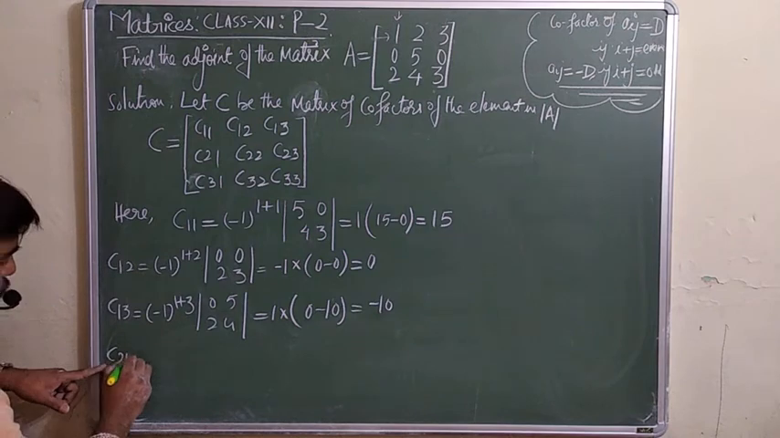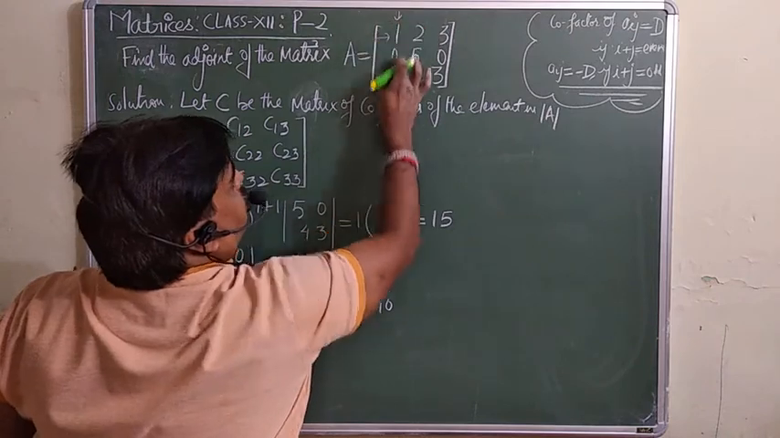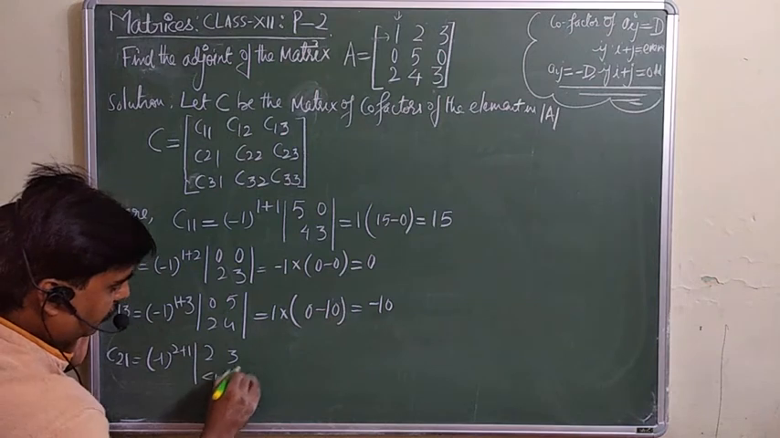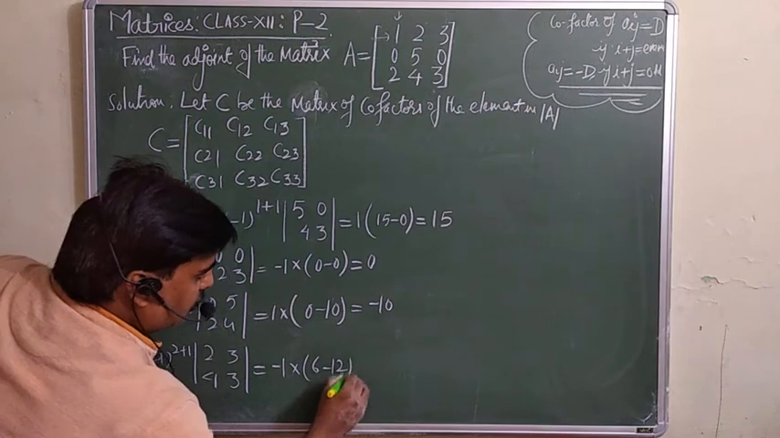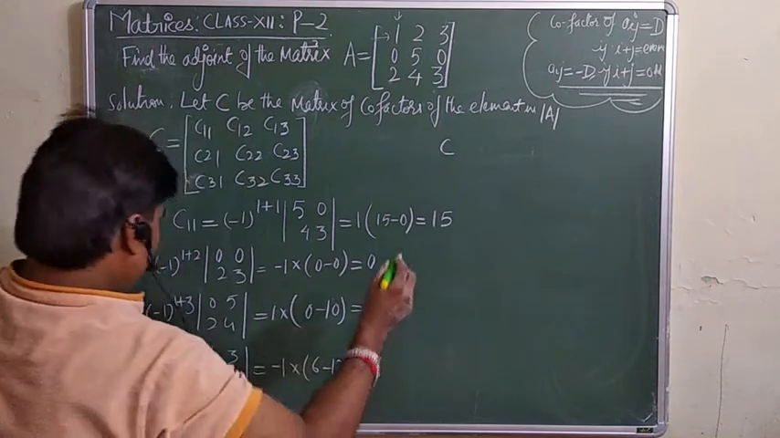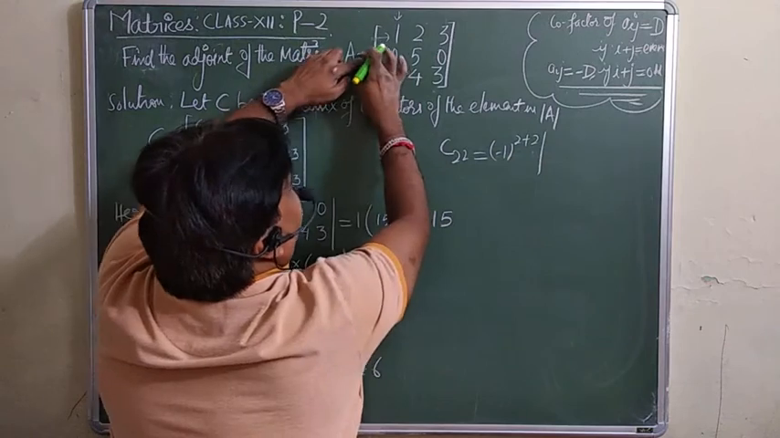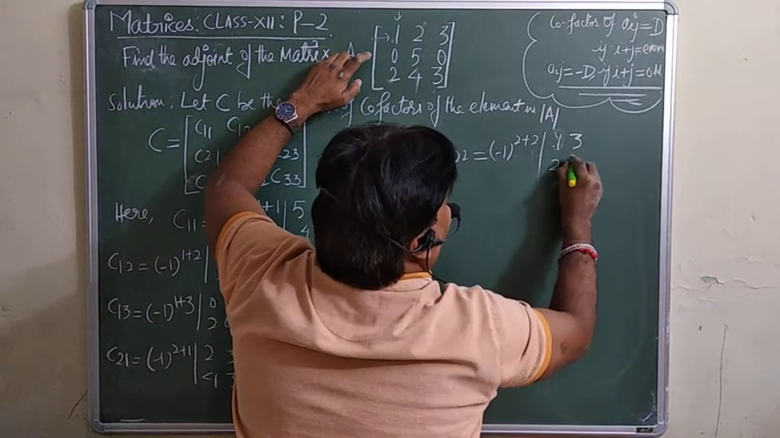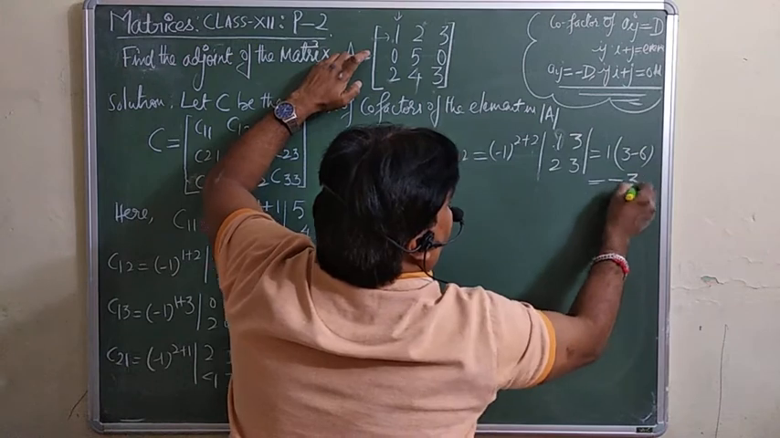Similarly, C21, minus 1 raised to power 2 plus 1. Second row, first column. So 2, 3, 4, 3. You will get minus 1 into 6 minus 12, so you will get plus 6. Now C22, 2 plus 2. Second row, second column. So 1, 3, 2, 3. You will solve this: 1 into 3 minus 6. You will get minus 3.